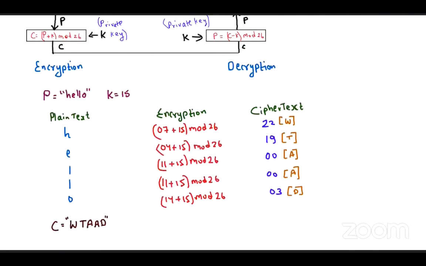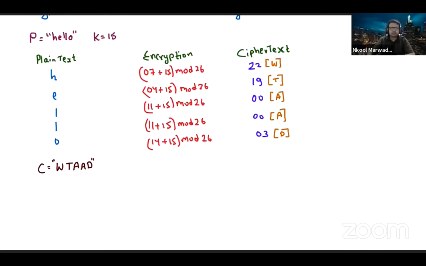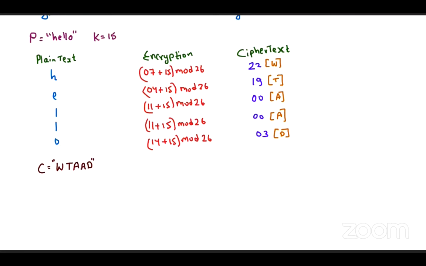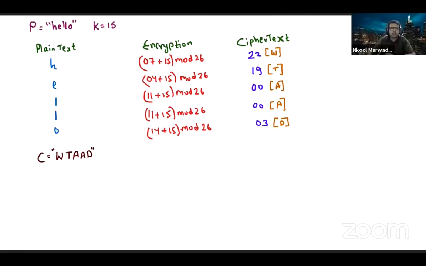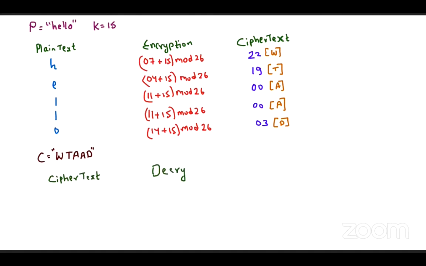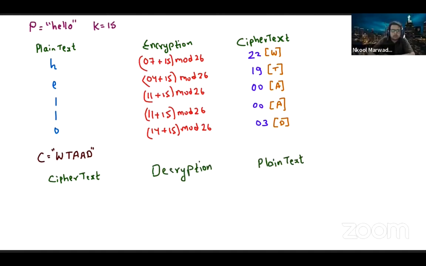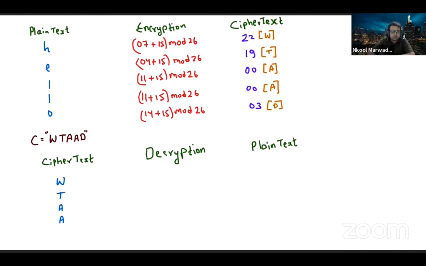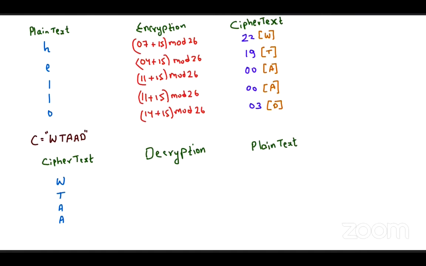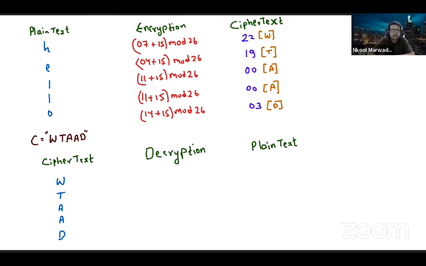Now we will do the reverse, like decryption. Decryption of WTAAD. In the decryption, we know that we should have the ciphertext, which we already have. Then we make use of the decryption algorithm, the formula for decryption, and the result is the plain text. This is the ciphertext which we got. Now we will apply the decryption formula.